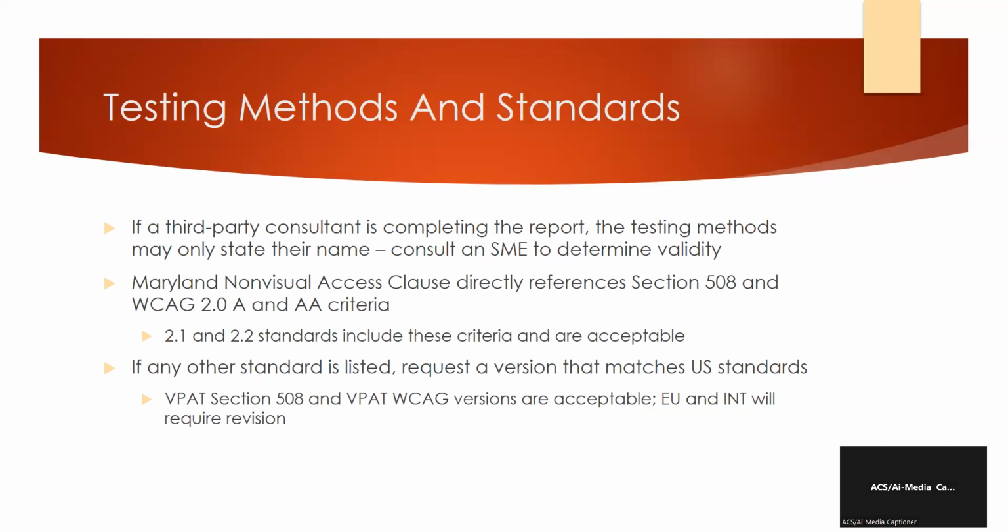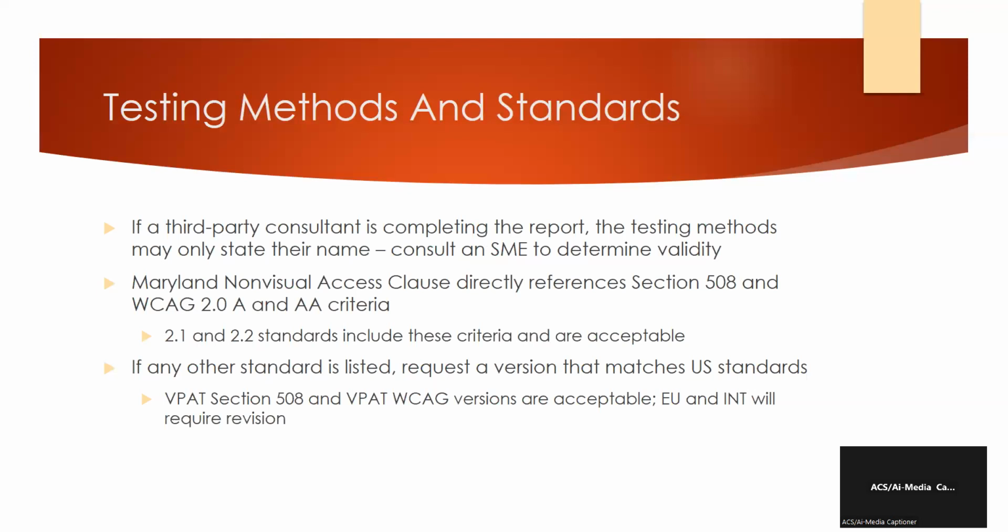Regarding that, as I stated on the last slide, sorry, I mentally combined these two. If a third-party consultant is completing the report, and the testing method only states their name, again, consult an SME to determine the validity. There's a number of really big names in the accessibility sphere. So Level Access and DQ are probably the two largest. Those are very recognizable and have a very good reputation. But if you're not familiar at all with the names, please reach out.